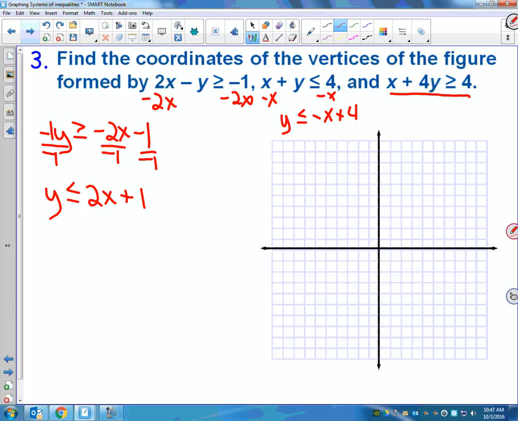We gotta be fast. Alright, so if I solve this, I would subtract x over and get negative x plus 4. And then I'm going to divide everything by 4. So my third equation, I'm going to write it over here. I got y is greater than or equal to negative 1/4 x, because it was a negative and I'm dividing by 4, and then 4 divided by 4 is 1.